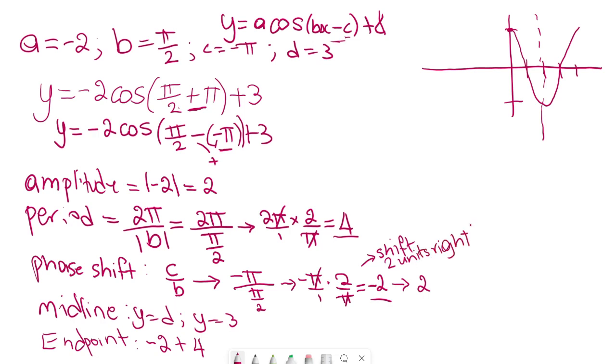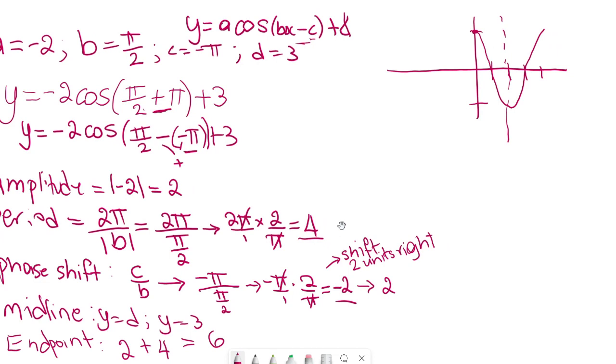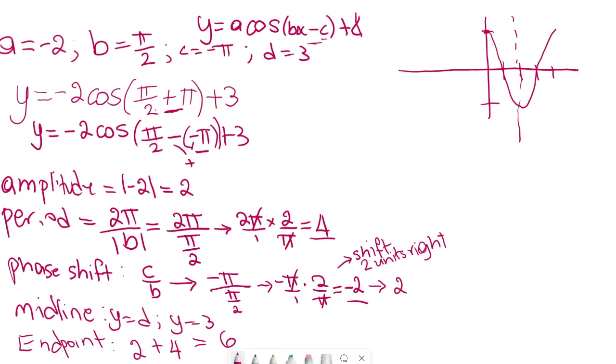Okay? Now we can actually calculate our endpoint. So if we're shifting 2 units to the right, that means my starting point is 2, plus my period. So my ending point is going to be 6. All right, now that we have our endpoint, which is 6, and we have our starting point, we can do our partitions.